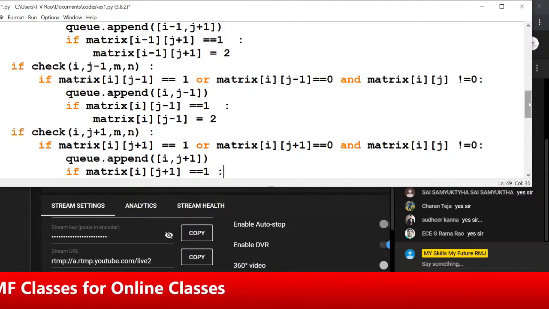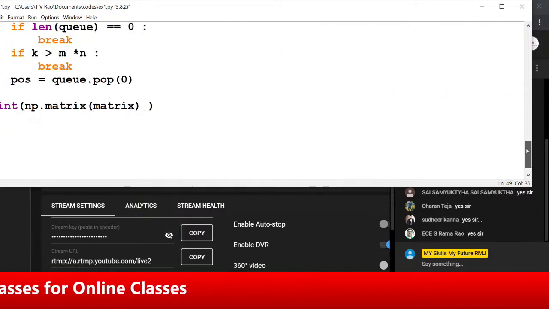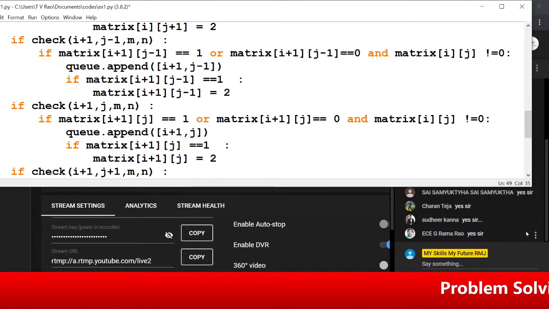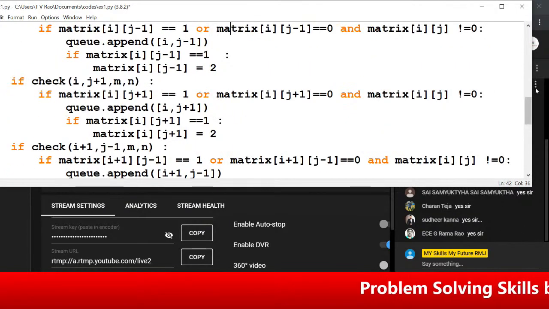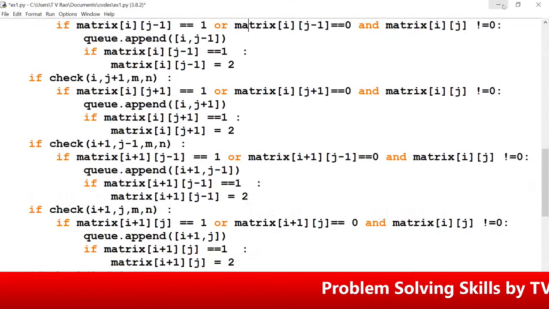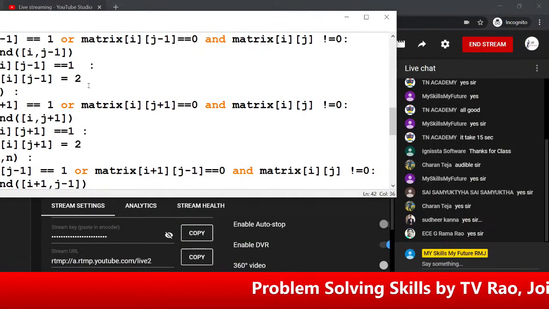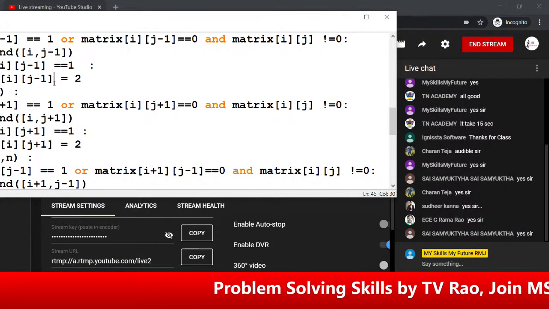Okay, so students, please respond. Is this clear? Somebody is calling. Hello? I'm in class. Okay? Is this clear? So please respond. The chat box is for that purpose. Is the logic clear?